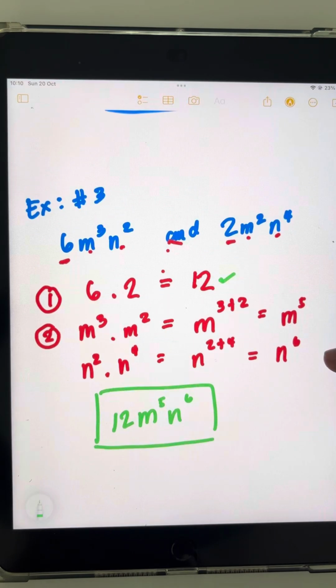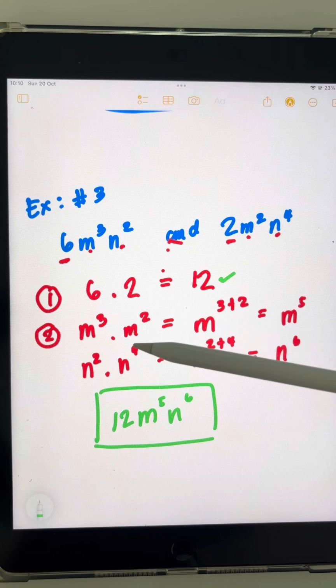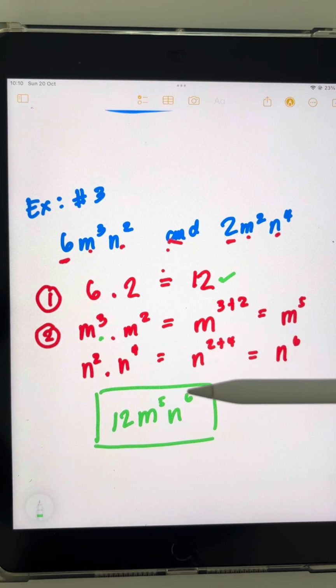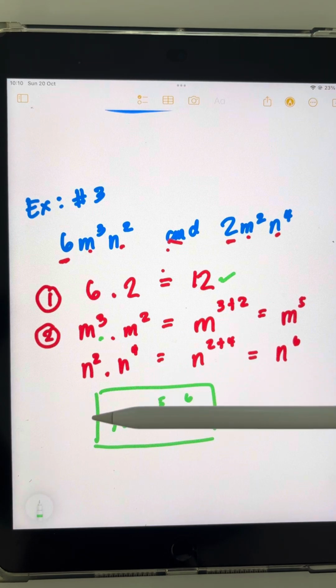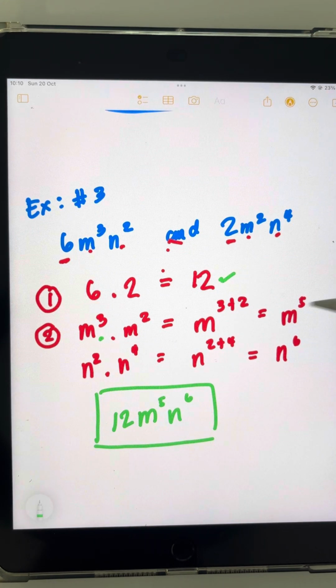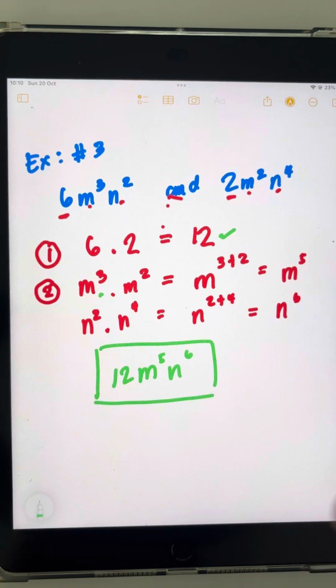And for example number 3, we also have m and n. So you just have to combine m with m. You cannot combine m with n. It's m with m and then n with n, the same base. Okay, and then just add the powers and then you have your final answer.